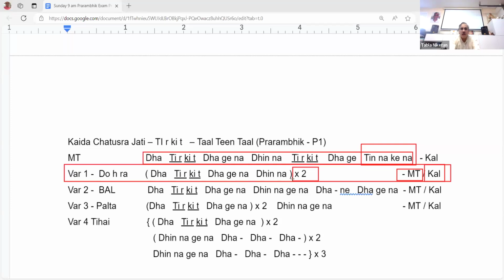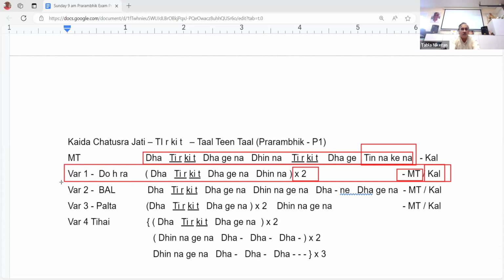Dha tera kita dha ge na dinna. Dha tera kita dha ge na dinna. Main theme. Dha tera kita dha ge na din. Tera kita dha ge tinna ke na. Ta tera kita ta ke na tinna. Ta tera kita ta ke na tinna. Tera kita dha ge na dinna. Tera kita dha ge dinna ge na.